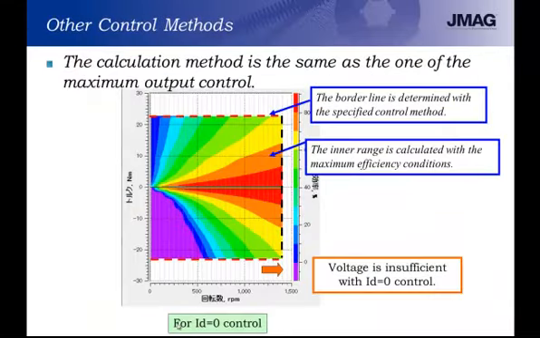Another control method is the Id equals 0 control method. The borderline is determined based on that Id equals 0 control method, and the inner range is calculated with the maximum efficiency conditions. However, we can see that the voltage is insufficient with Id equals 0 control to go past a certain point. So instead of getting a maximum operating threshold, we can see that the Id equals 0 control is fit within a very certain range.